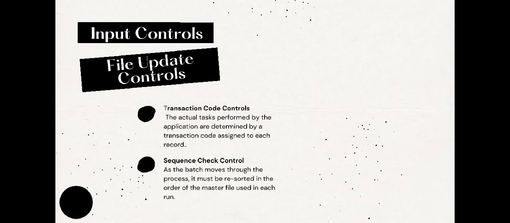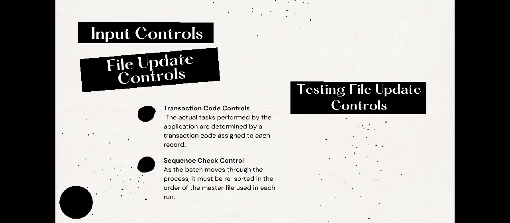Second is sequence check control, wherein a sequence check control should be in place to compare the sequence of each record in the batch with the previous record to ensure that proper sorting took place. Out of sequence records should be rejected and resubmitted for subsequent processing to allow the other records in the batch to be properly processed. So, testing for file update controls answers the existence, completeness, and accuracy assertions, which may be done through test data to test transactions, codes, and sequences.